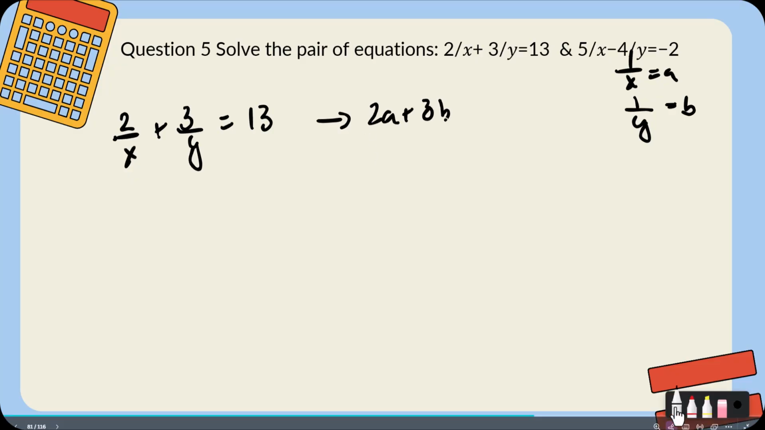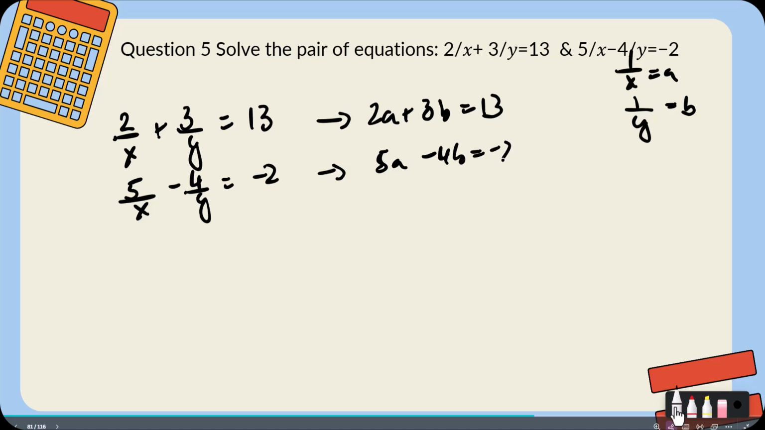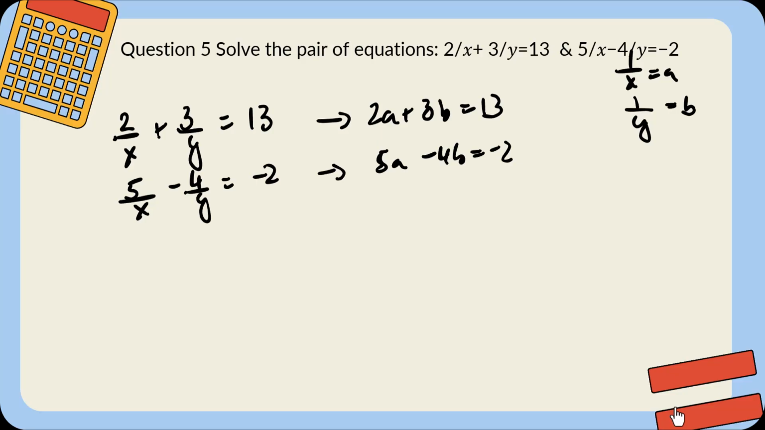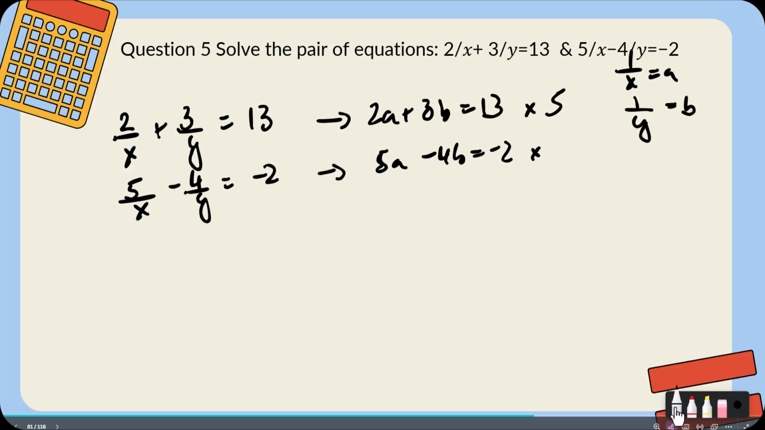Okay. So this will be 2a plus 3b is equal to 13. Then we have 5 by x minus 4 by y is equal to minus 2. So we'll write this as 5a plus minus 4b is equal to minus 2, right? So this is what we have. Now we need to eliminate, or you can do substitution and get the values of a and b. After getting the values of a and b, we'll get the values of x and y, right?